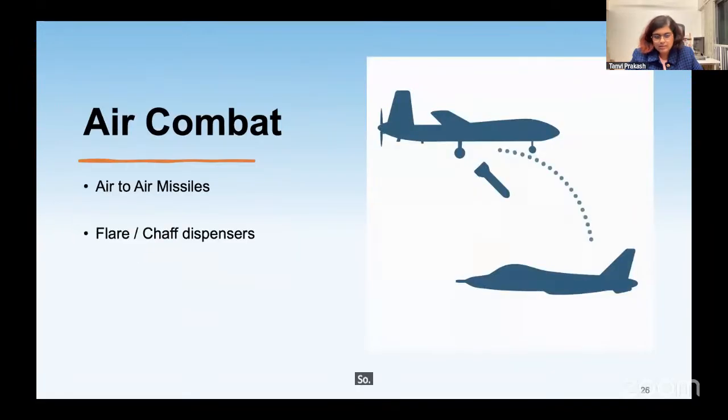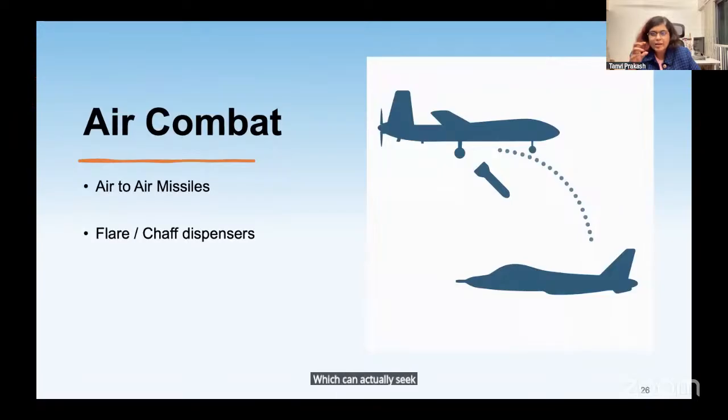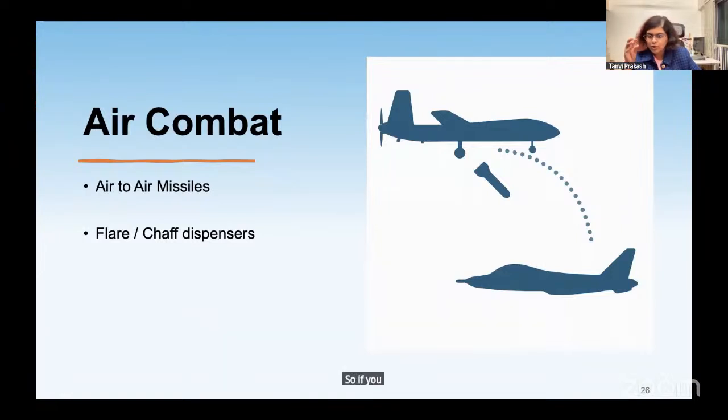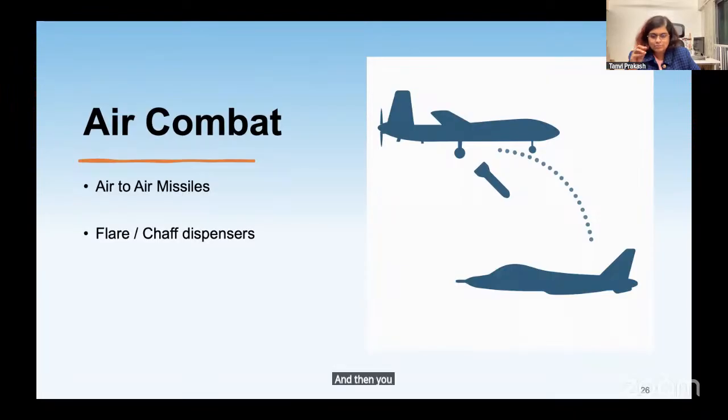So this is usually roles, payloads which look like, which are actually air-to-air missiles, or sometimes they are even decoys. So these missiles sometimes have a heat seeker up in the front, which can actually seek anything hot around it. And the hottest thing around you in an air combat is actually your enemy's engine. So if you can just lock onto the enemy's engine, which has a core temperature of thousands of degrees, and then you just let this missile go and seek it and then explode near it.